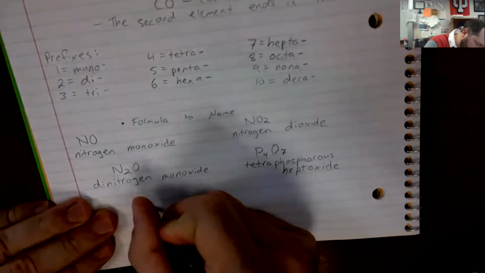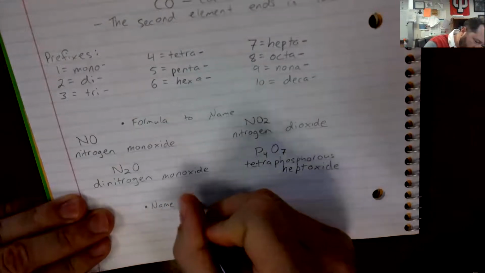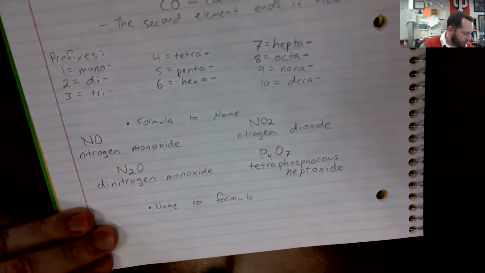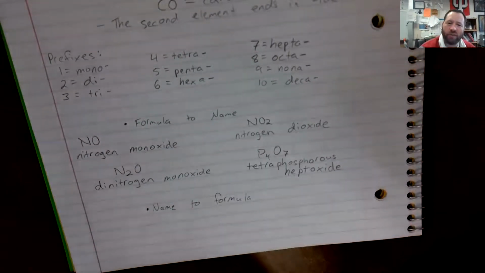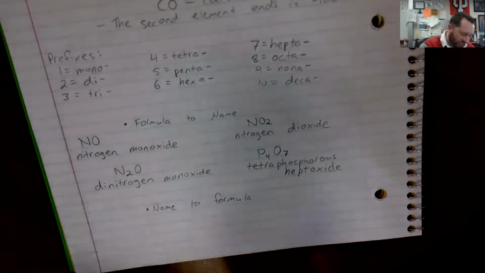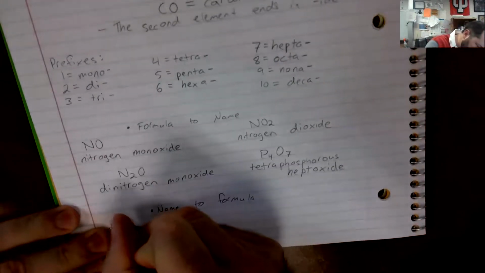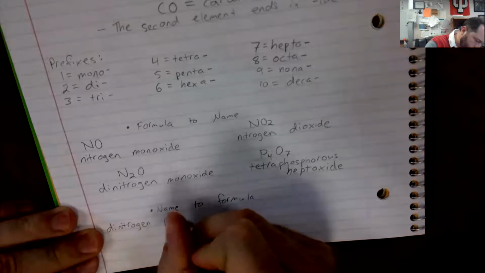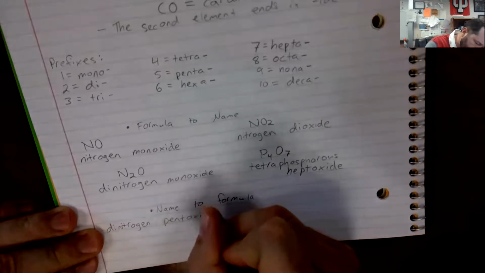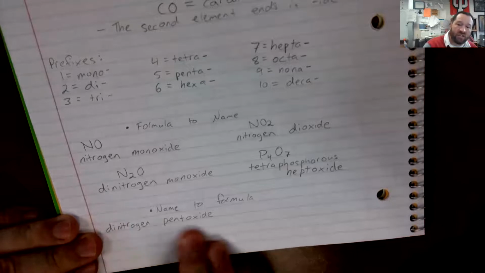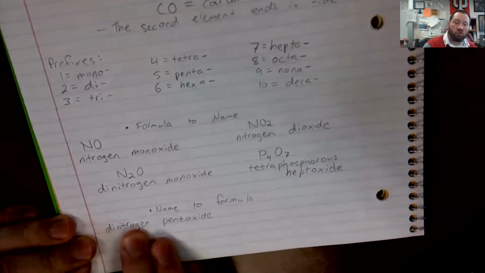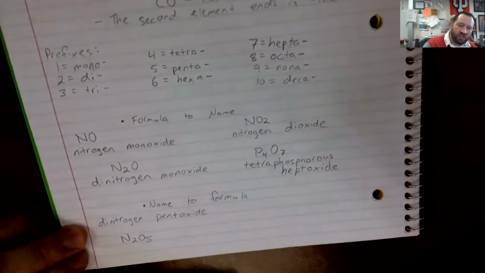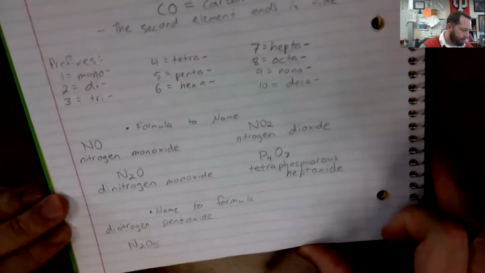Going the other way, hopefully you find this one just as easy, if not easier. Name to formula. Again, I think people generally like this one. You just have to write what you see. So for example, dinitrogen pentoxide, 2 nitrogen, 5 oxygen. We just write what we see. The name pretty much tells us everything there is to know. N2O5.